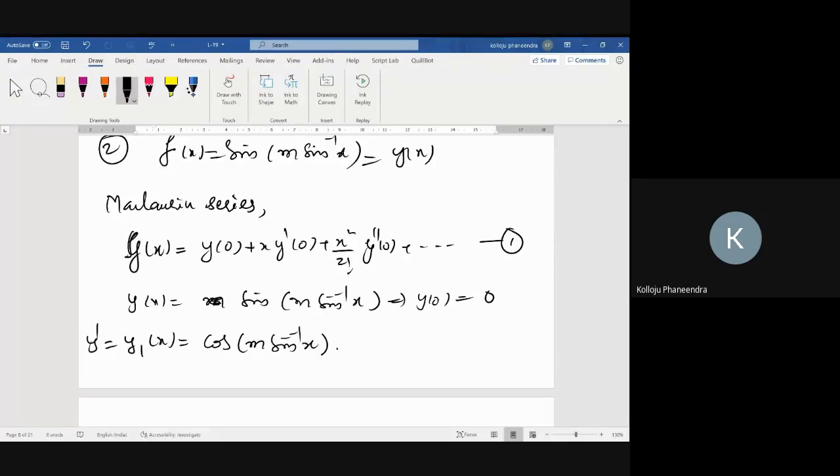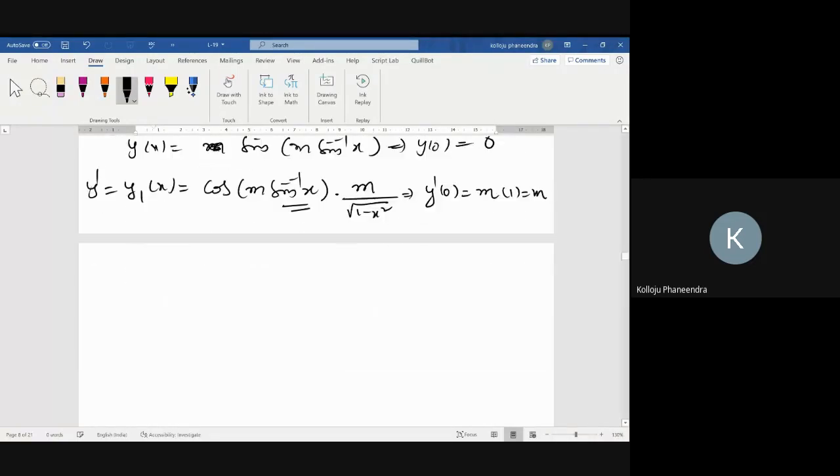Here also cos came, doesn't matter. Cos of m sine inverse x and the derivative of m sine inverse x. And what is y dash 0 now? This m will be there, and sine inverse 0 is 0, cos 0 is 1, so this value is m. Next, take the 1 minus x square to the left side, so root of 1 minus x square into y1 equal to m into cos of m sine inverse x, right? If any corrections, please give.